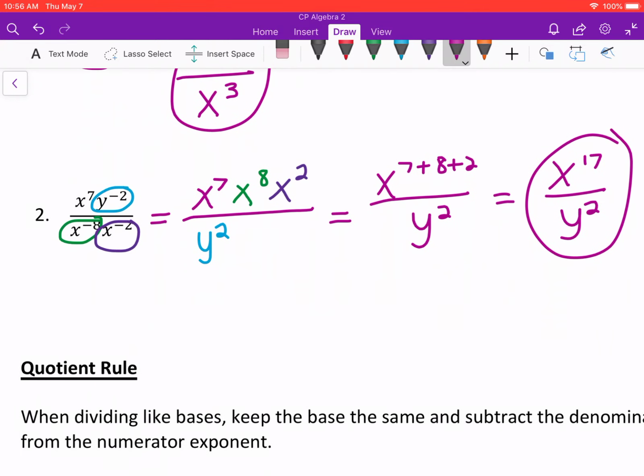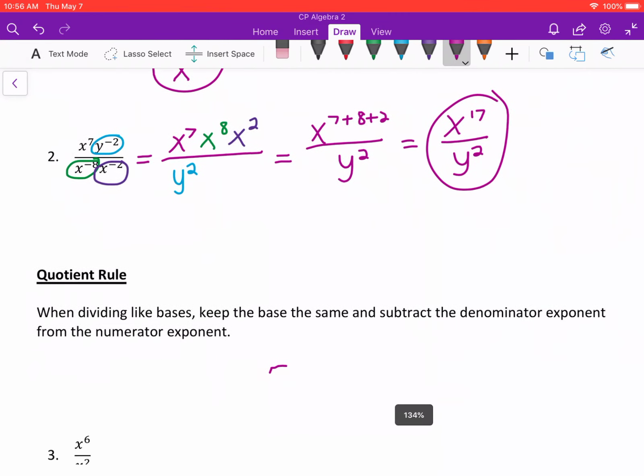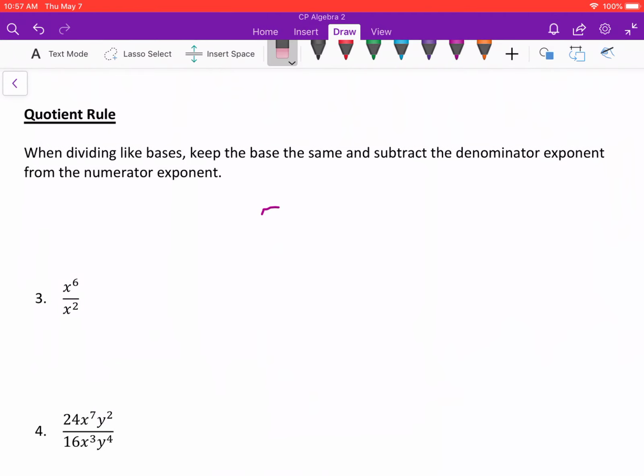All right, other thing we're looking at today is the quotient rule. So the quotient rule tells us that when we are dividing like bases, we keep the base the same and we subtract the denominator exponent from the numerator exponent. So what that means is if we have x to the power of a over x to the power of b, that equals x to the power of a minus b. So we just subtract the exponents.